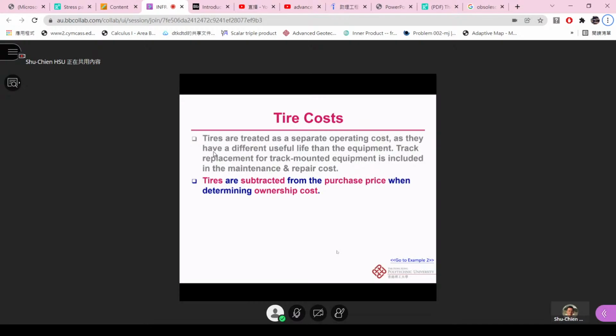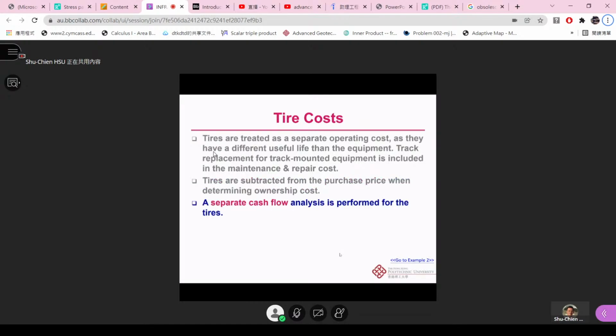Here is also a small part that you really need to be reminded of. Remember, when you bought the equipment, if we want to calculate the estimation, the first set of tires needs to be subtracted because it already needs to be counted as a separate cash flow. So you need to really take out the first set of tires.